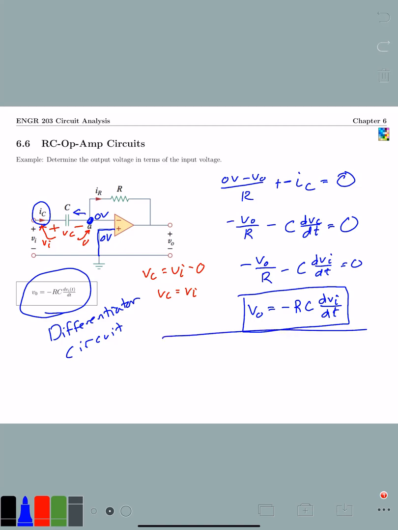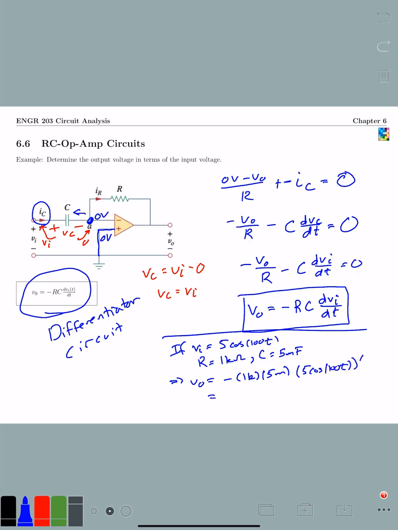As an example here, if Vin is, say, 5 cosine 100t, and our resistor is, I don't know, 1 kilo ohm, and my capacitor is 5 millifarads, then that means my V out would be negative R times C times the derivative of the input.